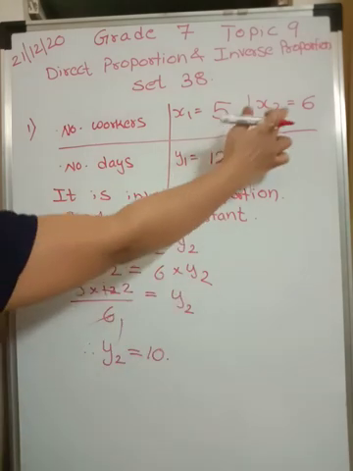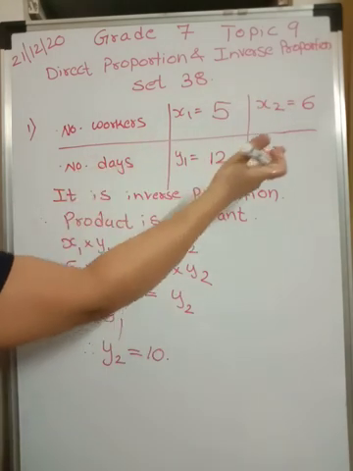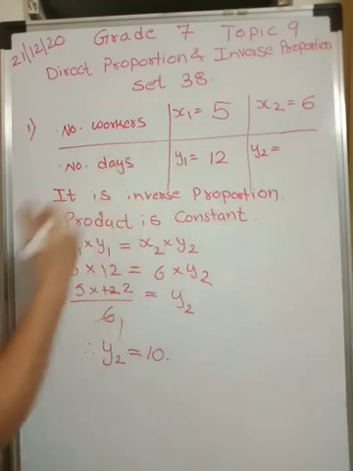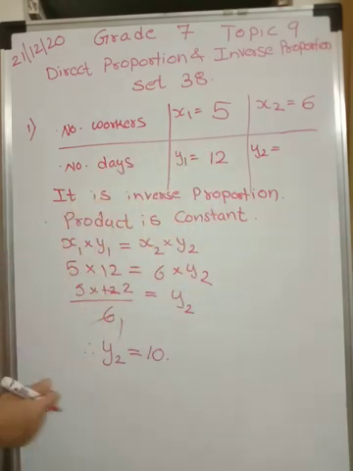So if the number of workers is 6, they would complete the work in only 10 days instead of 12. Is this clear? So you may write they will require 10 days. I hope you have understood how to solve.